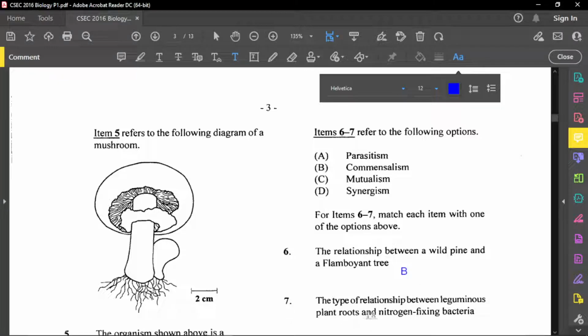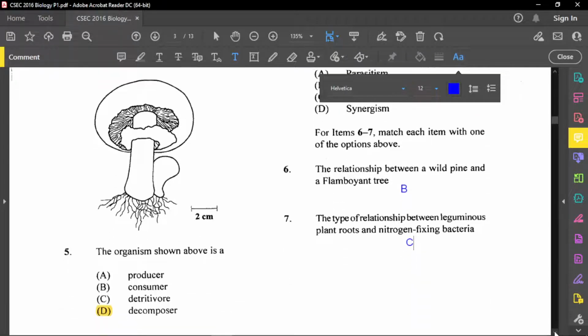Now, question number 7 is the type of relationship between leguminous plant roots and the nitrogen-fixing bacteria. The nitrogen-fixing bacteria live in the nodules of the legumes, and they supply the plant with nitrates, while they get protection and some waste materials from the legumes, as a matter of fact. So yes, they have a mutualistic relationship here. So number 7 has to be C. Mutualistic, so they both benefit.